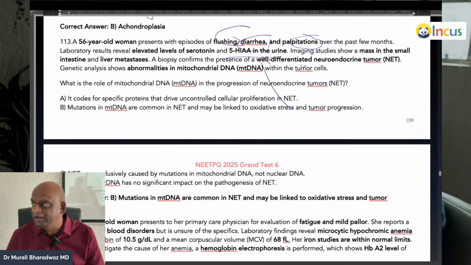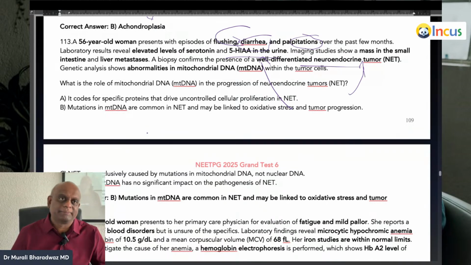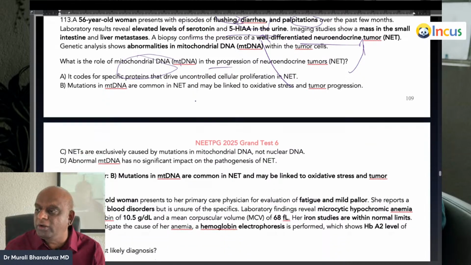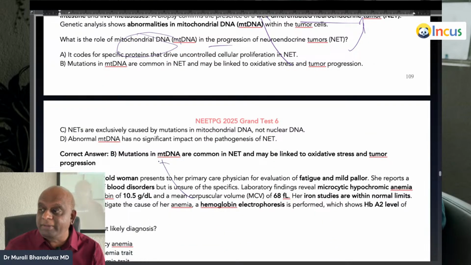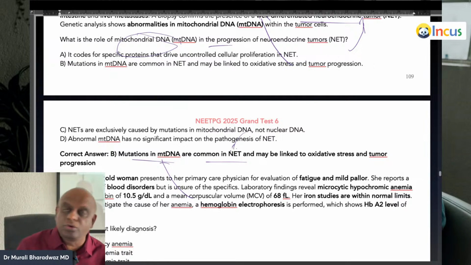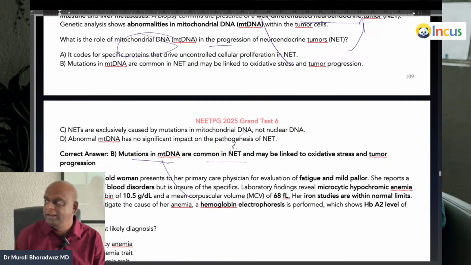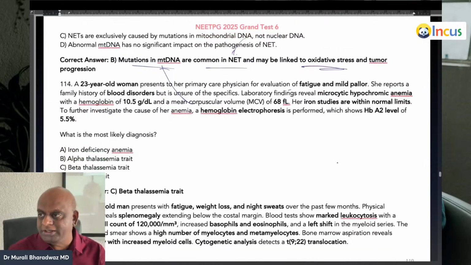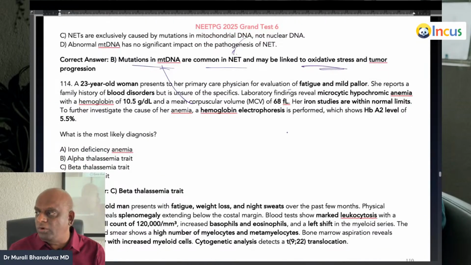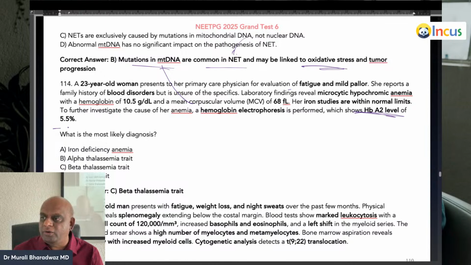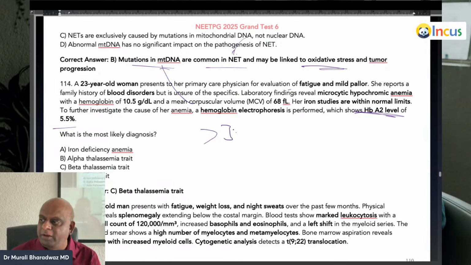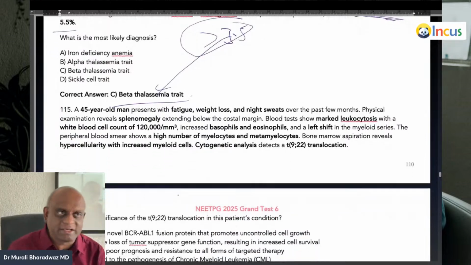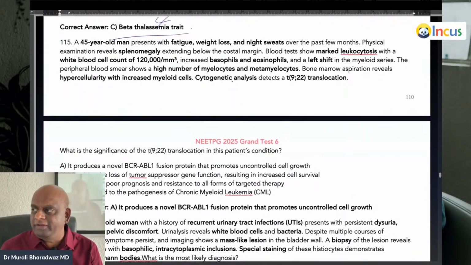So it is considered to be a well-differentiated neuroendocrine tumor. So what is the role of mitochondrial DNA in neuroendocrine tumor? It is the mutation of the mitochondrial DNA which is very common in the neuroendocrine tumors. And it is linked to the oxidative stress and the tumor progression. 23-year-old with an elevated HbA2, any elevated HbA2 above 3.5 is suggestive of beta thalassemia trait. Yesterday only we discussed.